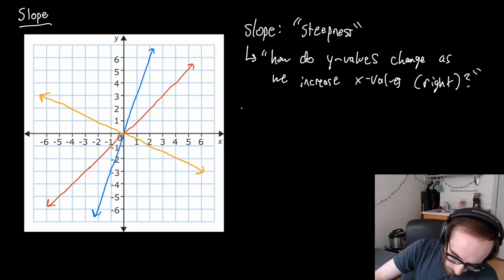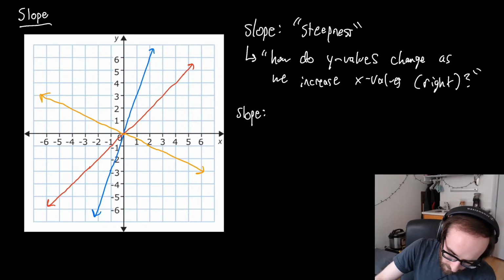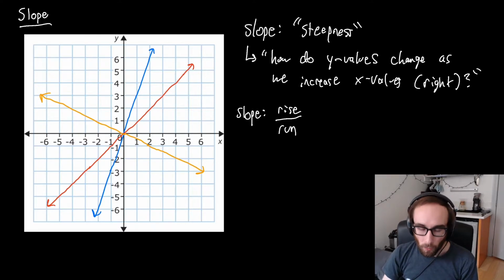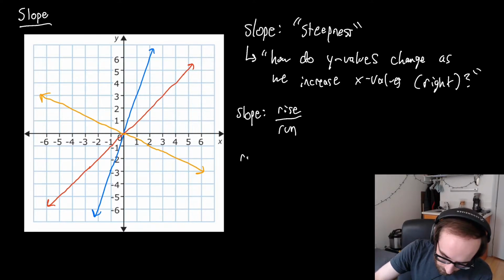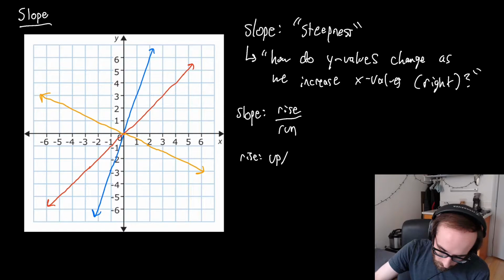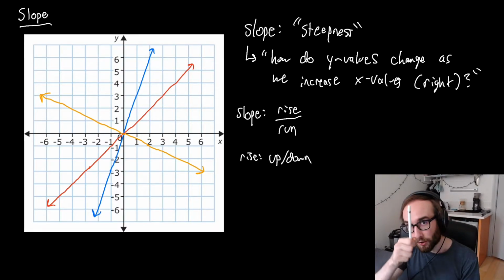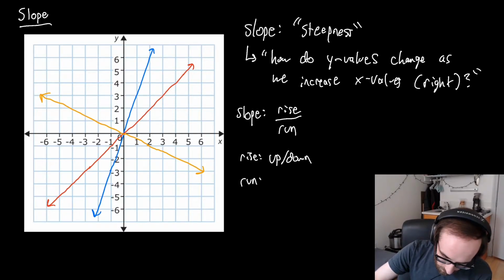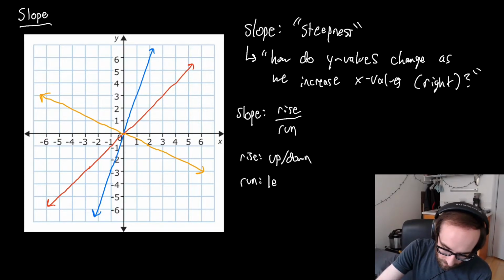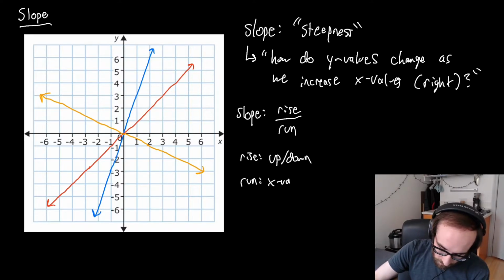Okay, one way to define slope is as rise over run. So you might hear rise over run, where rise means the up or down change, the vertical change, and then run means the horizontal or left or right change. So x value change.